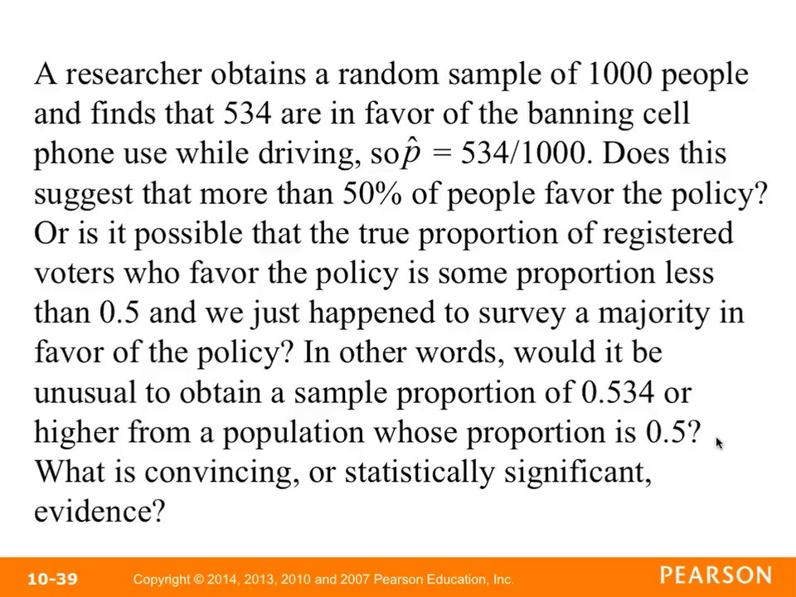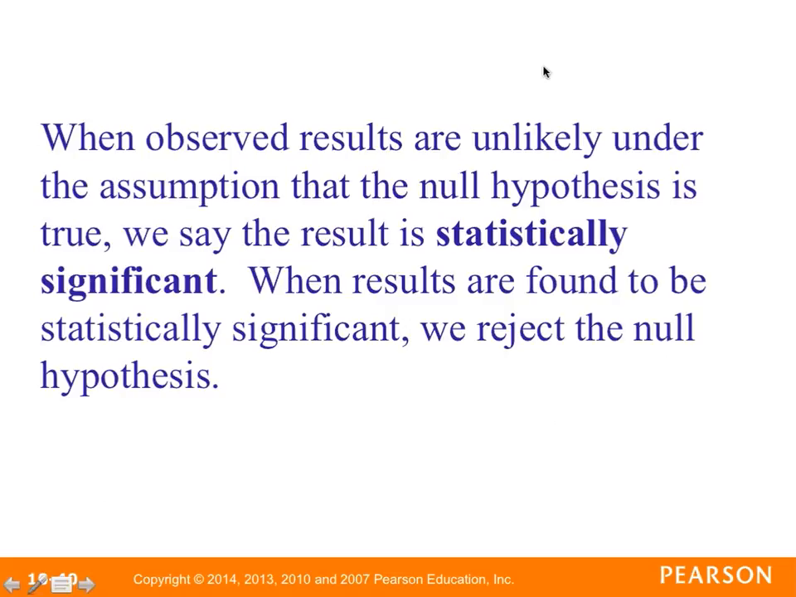So what is convincing or statistically significant evidence? When observed results are unlikely under the assumption of the null hypothesis, we say that the results are statistically significant.